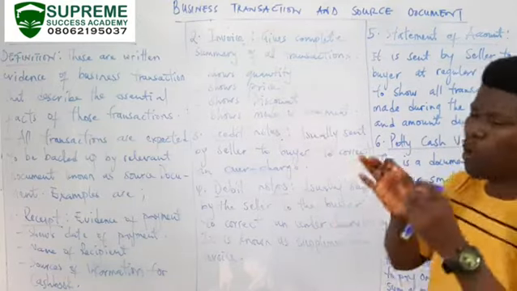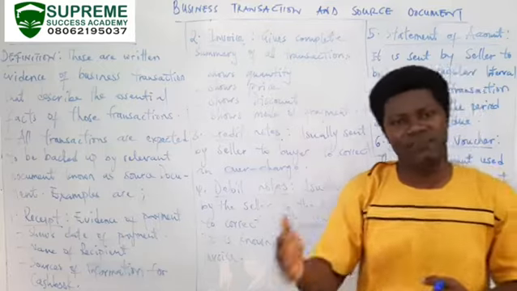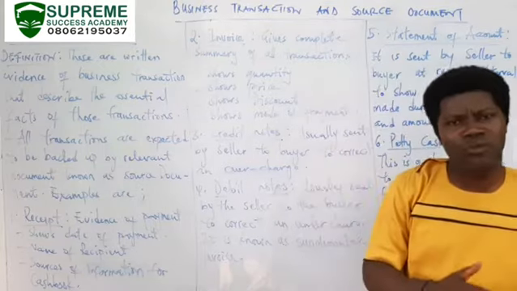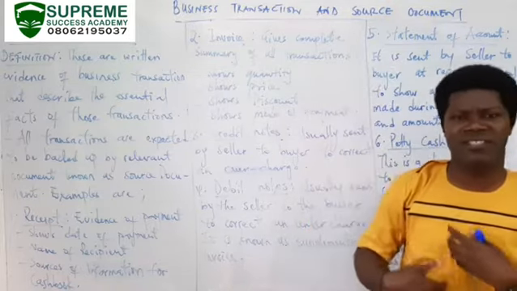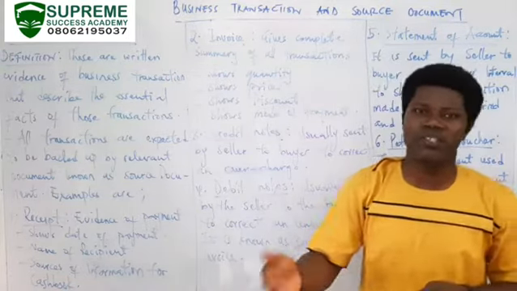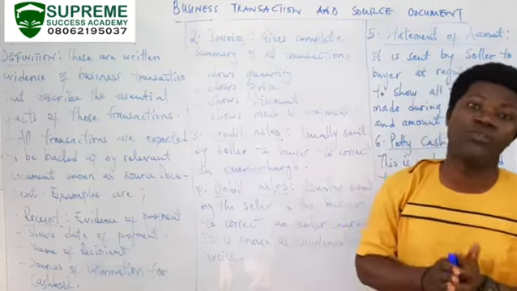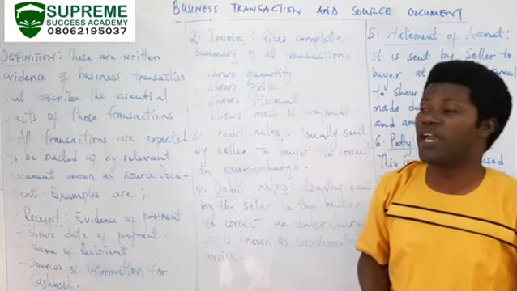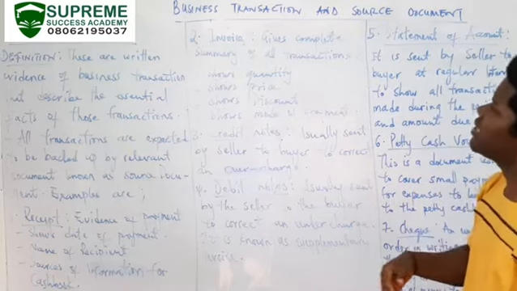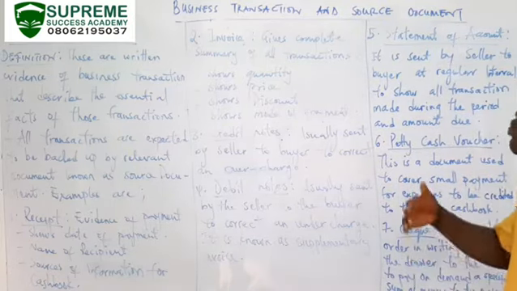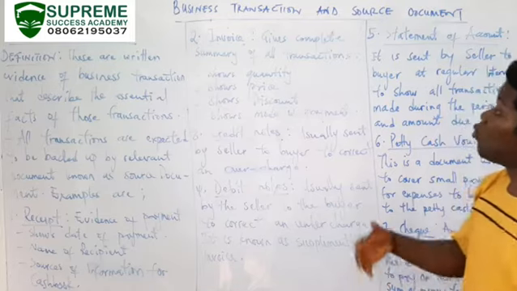It shows the quantity of the goods that is purchased. It also shows the price of the goods that is purchased. It shows the discount that is granted to the customer, and it also shows the mode of payment, either cash or through check. Okay, so invoice is another source document that we have.